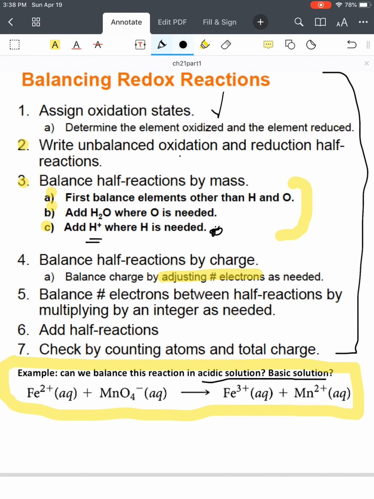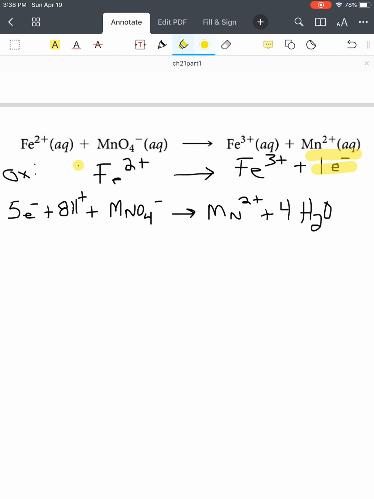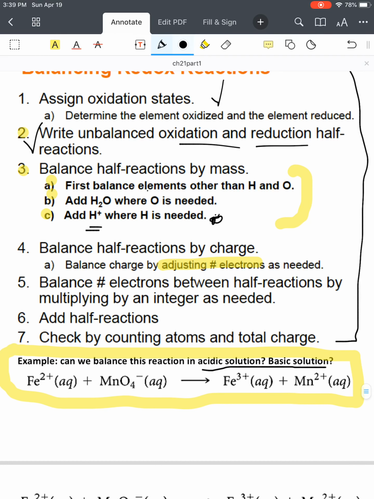Did I write out the unbalanced oxidation and reduction half reactions? Yep, sure did. That's where I broke it up into the two half reactions, right? Just looking back real fast. One was for the iron, and that next half reaction was for the permanganate. Two half reactions, oxidation and reduction, right? So we got that.